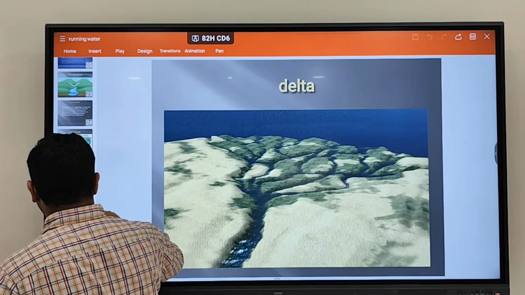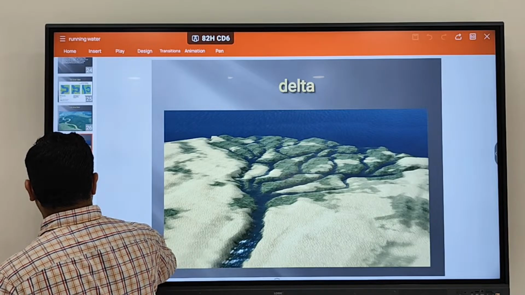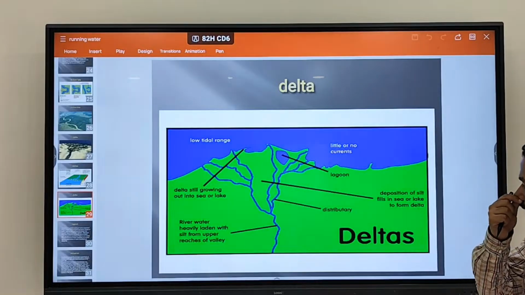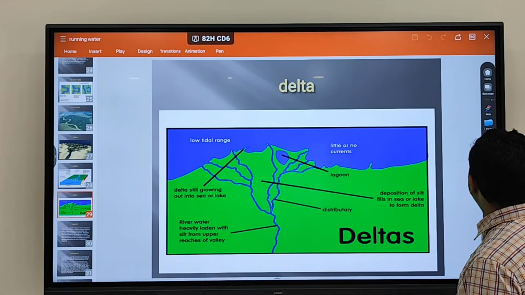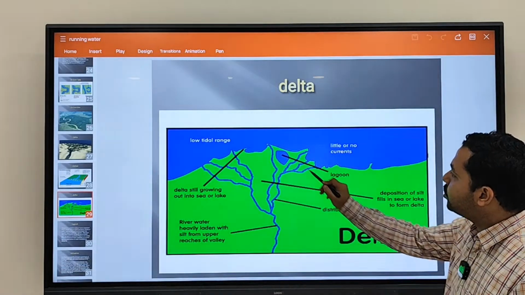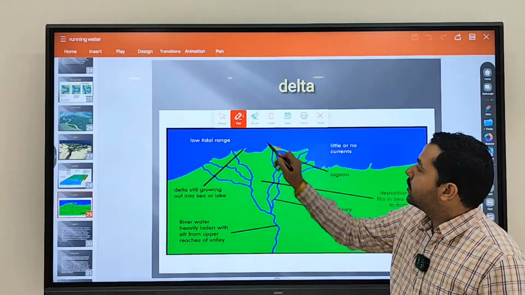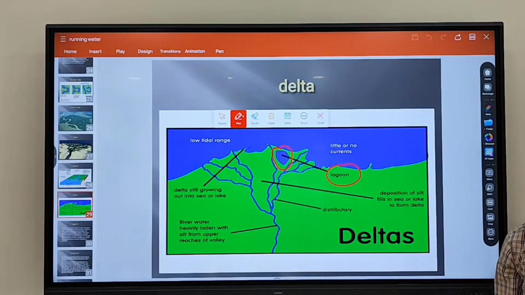So what basically are deltas? Deposition of what? Sediments. Clear? Now there's a term we have also used called lagoons. What are lagoons? So you can see this area, the enclosed water. This enclosed water is called a lagoon.